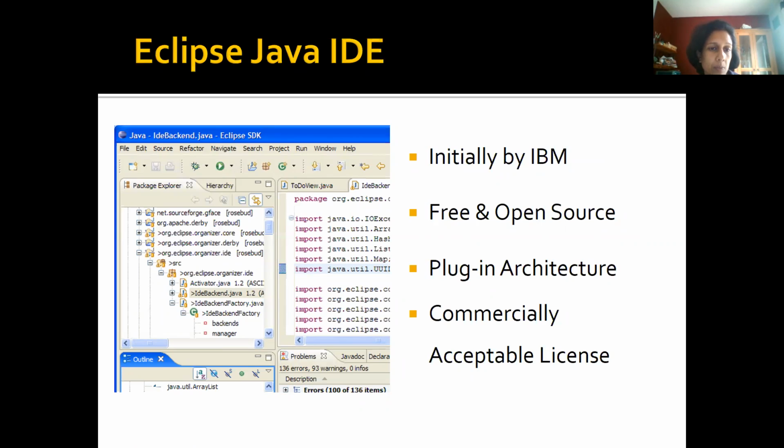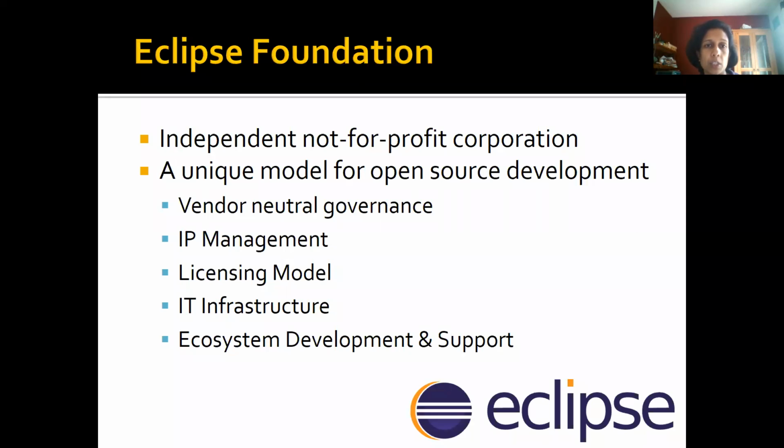So lots of companies were really intrigued to work with the Java IDE, but they had one big hesitation, and that was that they were still afraid that they weren't ever going to be on a level playing field with IBM. So back in 2004, the Eclipse Foundation was created to look after the Eclipse IDE and to provide a level playing field. How the foundation works is that it's run as an independent not-for-profit corporation. And in this way, it provides this very unique model for open source development.